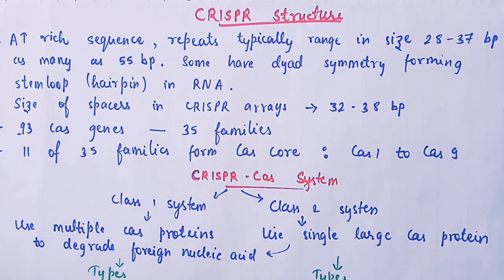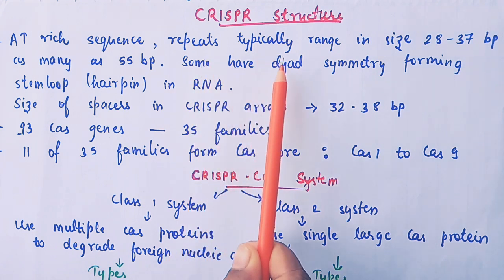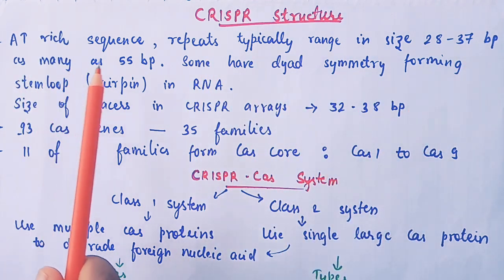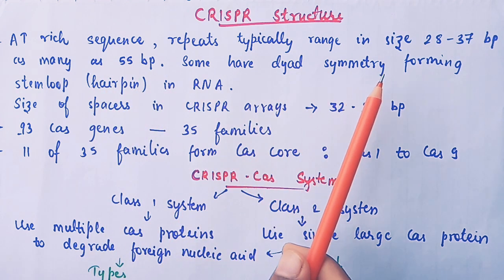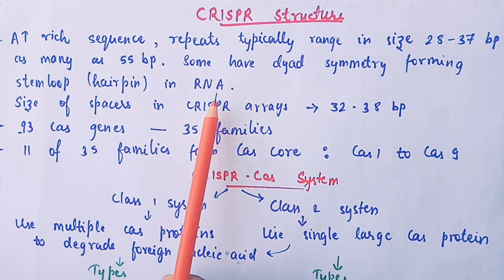Let's see the structure of CRISPR. So it is an AT rich sequence and repeats typically range in size from 28 to 37 base pairs. As many as 55 base pairs are possible. Some have dyad symmetry, which means they form a stem loop. Stem loop means a hairpin in the RNA.